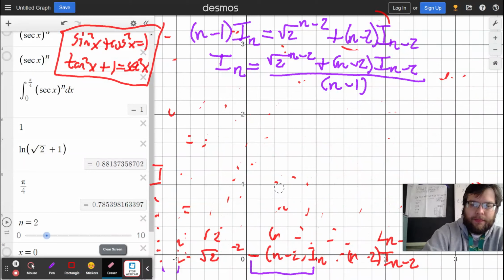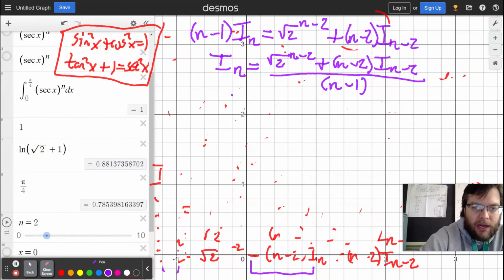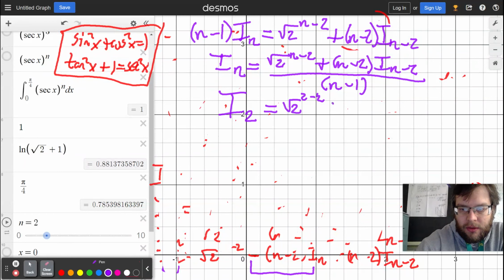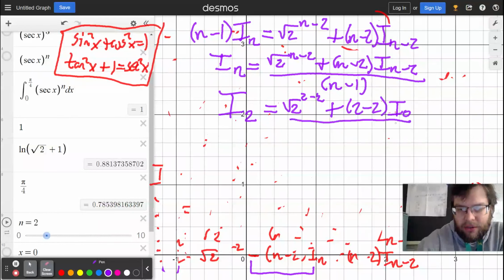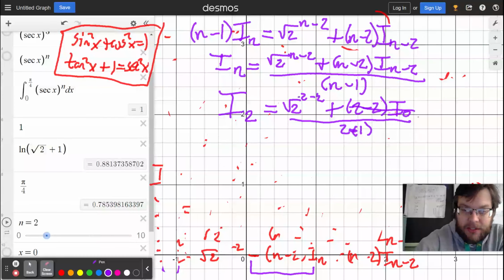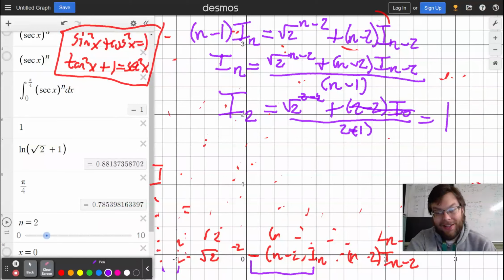Okay, so let's try it. According to our formula here, I2 is going to be square root of 2 to the 2 minus 2 plus 2 minus 2 I0 over 2 minus 1. Oops, I wrote 2 parentheses. I meant 2 minus 1. And that ends up being, this is 0. This is a power of 0. This is 1. That equals 1 over 1. So it does work out there.